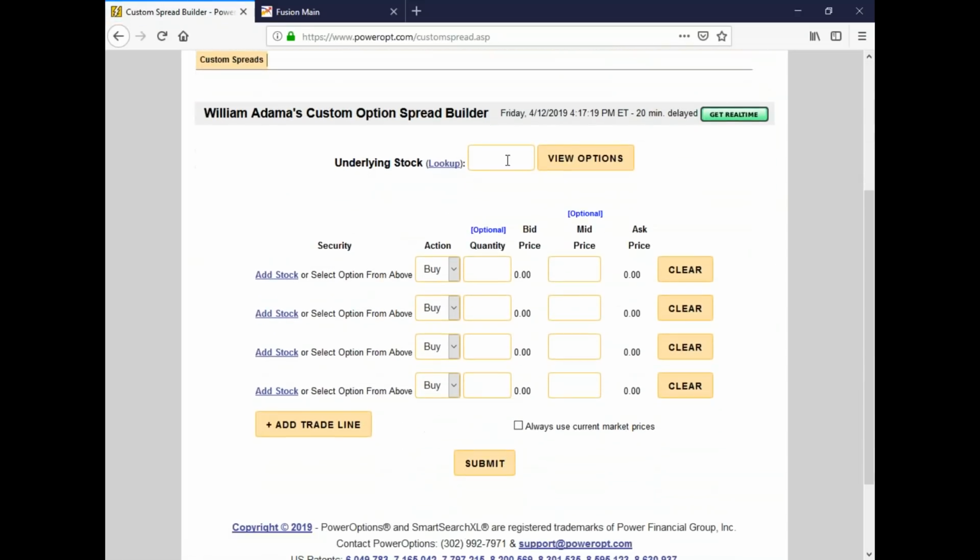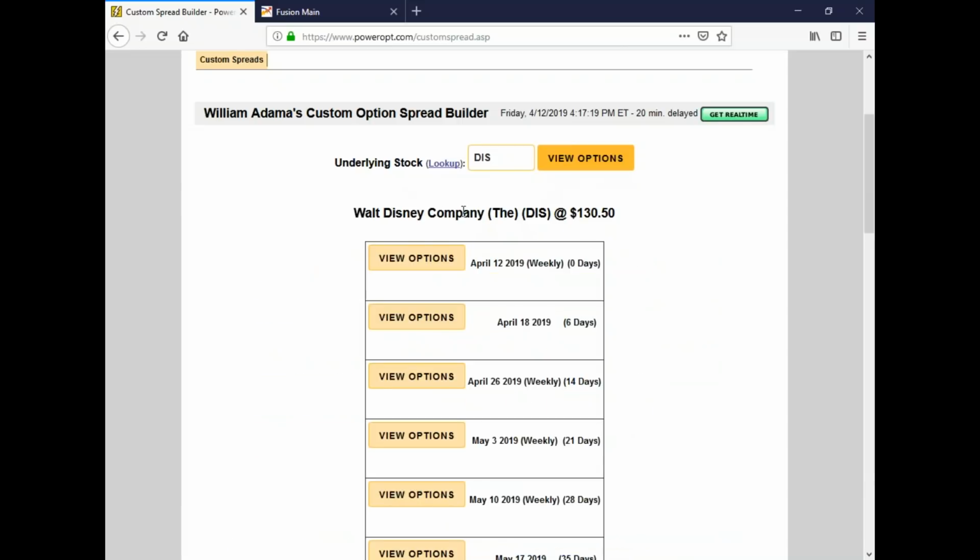Let's go to the custom spread tool. All right, and we'll take a look. Let's just use Disney as an example. And let's say the other day, when the stock was around 116, 115, we bought a May 120 call for $2. All right, so this is going to look fantastic.